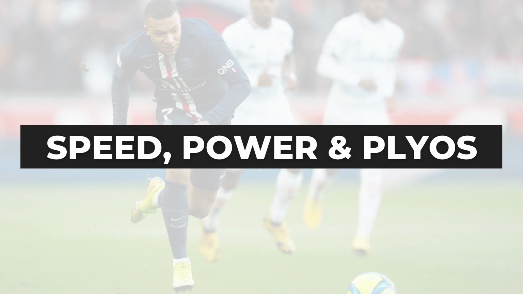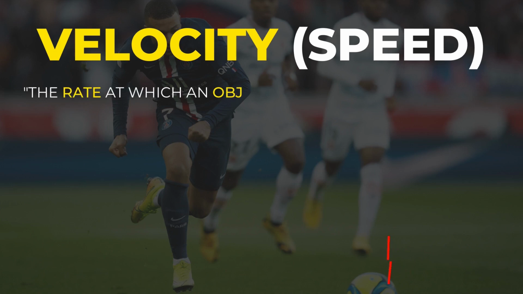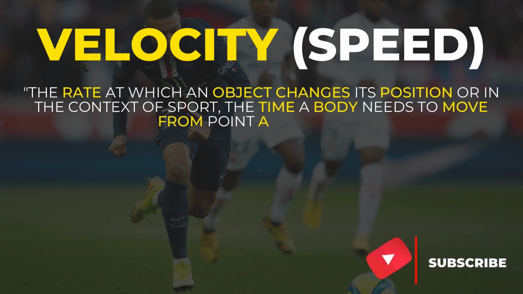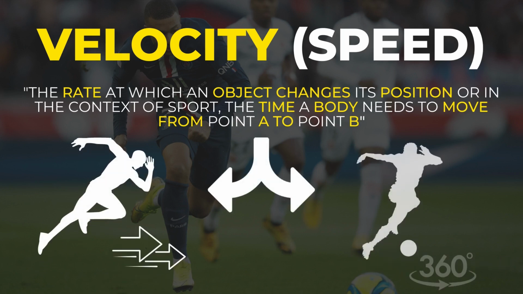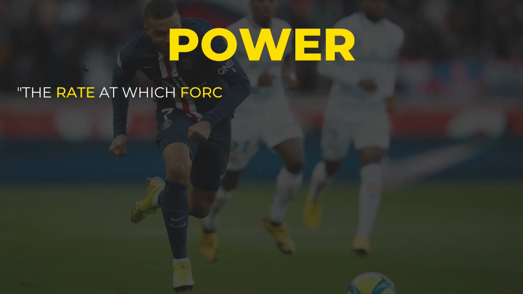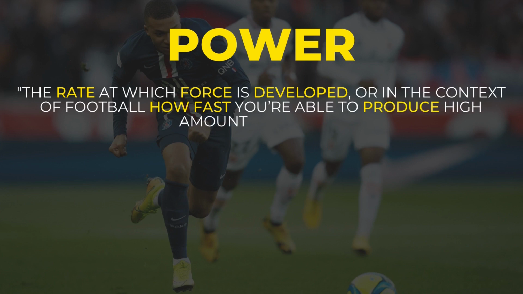Let's first define speed, or better put, velocity. Now, velocity is the rate at which an object changes its position, or in the context of sport, the time a body needs to move from point A to point B. We have linear and multidirectional speed. On the other hand, we have power, which is the rate at which force is developed, or in the context of football, how fast you're able to produce high amounts of force.